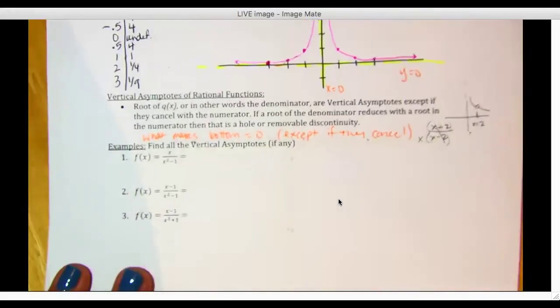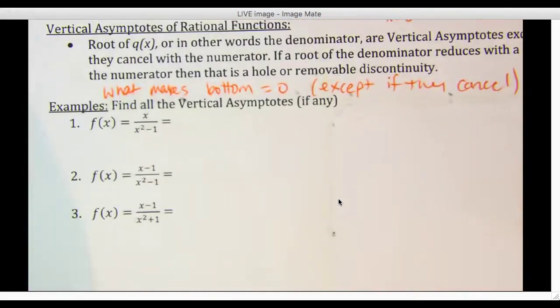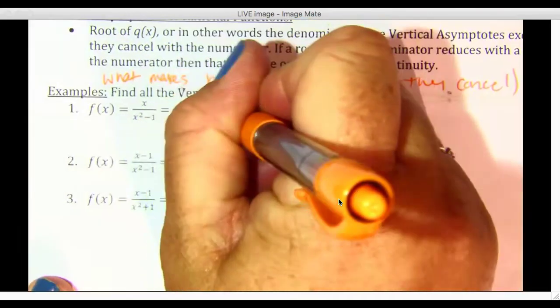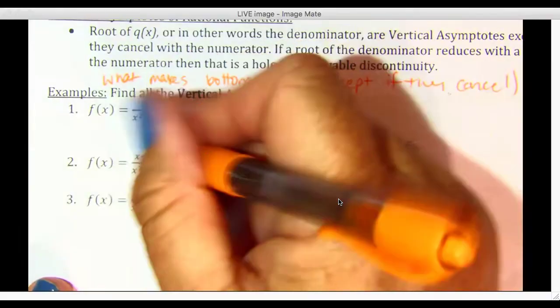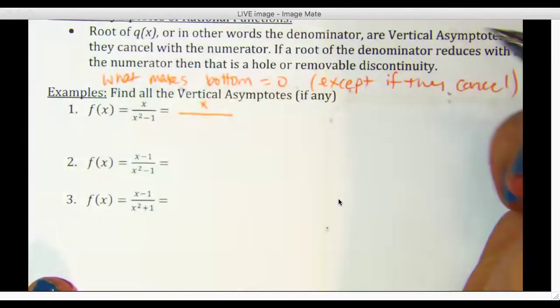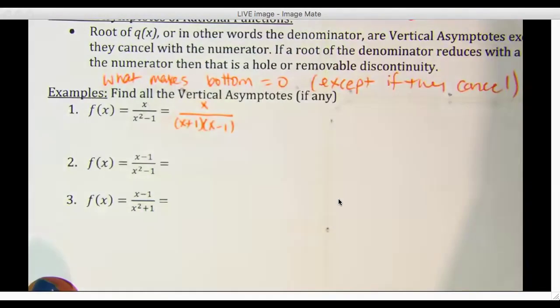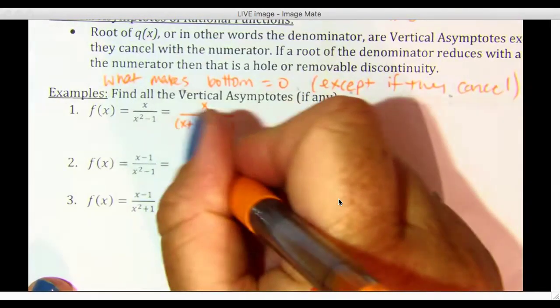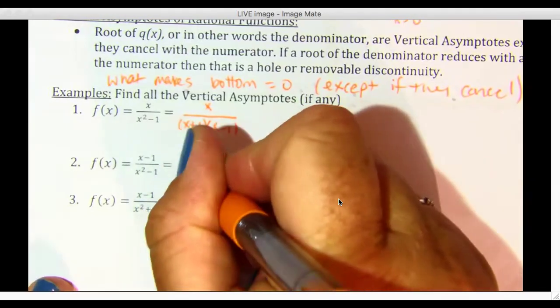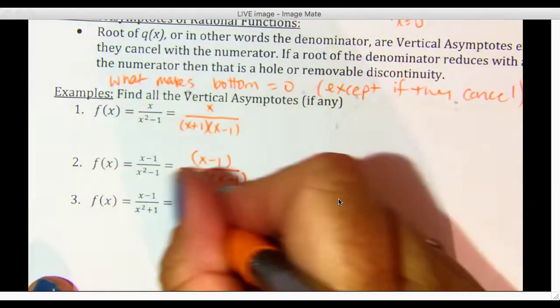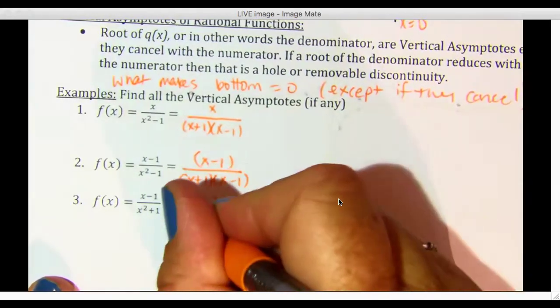Let me zoom back in on the problems a bit here. It says find all the vertical asymptotes, if any. We're also going to state if there's something that's a hole. So the first thing I need to do is factor top and bottom of each of these. On top here, I just have x. On bottom, I have x plus 1, x minus 1. Over here, I have x minus 1 on top, and on bottom, I have x plus 1, x minus 1. And for this one, there's no way to factor that denominator. It's just x minus 1 over x squared plus 1.